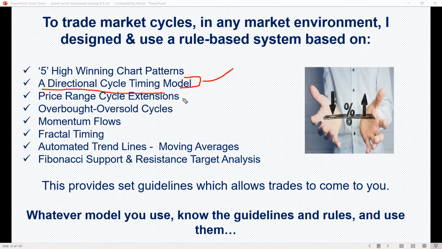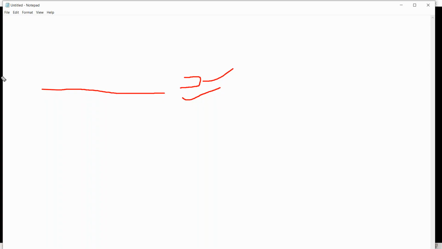Price range extensions. Okay, this is where we look for very, very extended prices up or down, where there's always going to be mean reversion. Markets never go straight up or straight down. So, for example, probably everybody here knows, but if you look at just a typical market cycle, what I look for is those turning points, right? I'm obsessed with that. And that's the key.